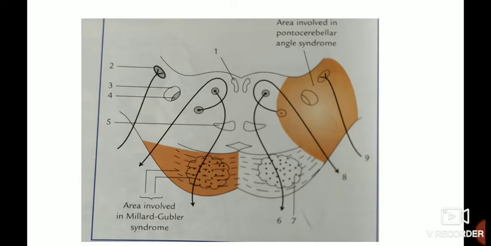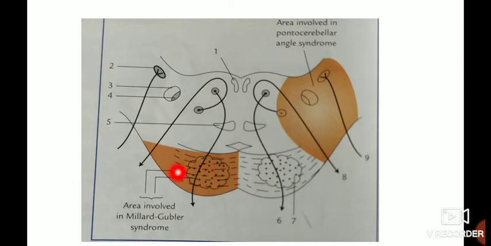When we see the clinical correlations, one is the Millard-Gubler syndrome, also known as the medial inferior pontine syndrome. Here it affects the pyramidal tracts and also the abducens and the facial nerves.